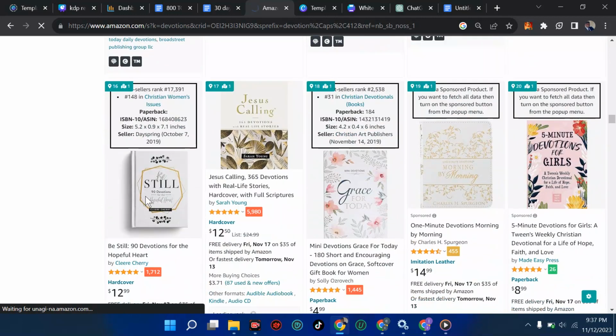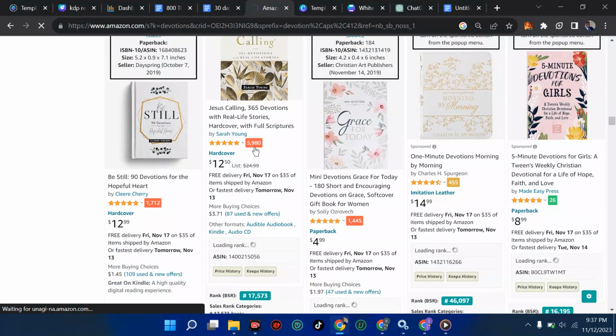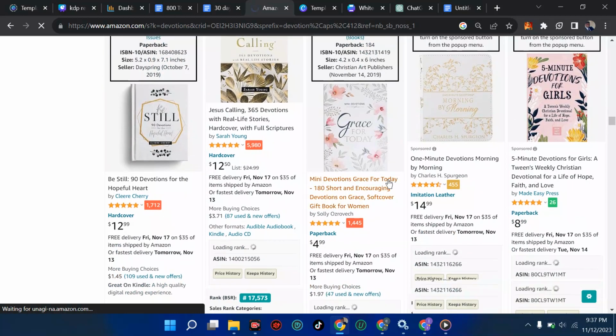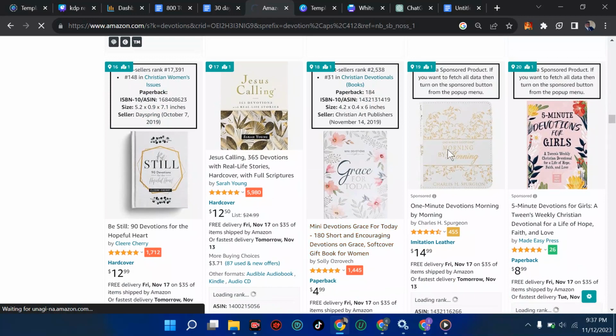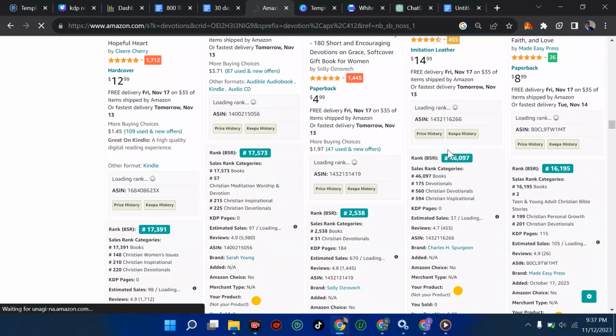This one is mocked up. This one is not mocked up. Just Jesus Calling. And this one has 5,000 sales. And this one has 1,000. This one is not mocked up. This one is not even mocked up. And they are all selling. What makes your book sell? That is what we want to say now. Now, let's go straight to this.